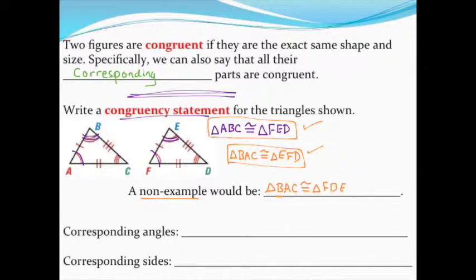The first letter in the second triangle, I matched that up with F, which is the single tick mark. This is absolutely a non-example. It's a good bad example. It's not correct, so there's a non-example. So be careful, even though there's more than one correct way to do it, not everything's going to be correct, okay?